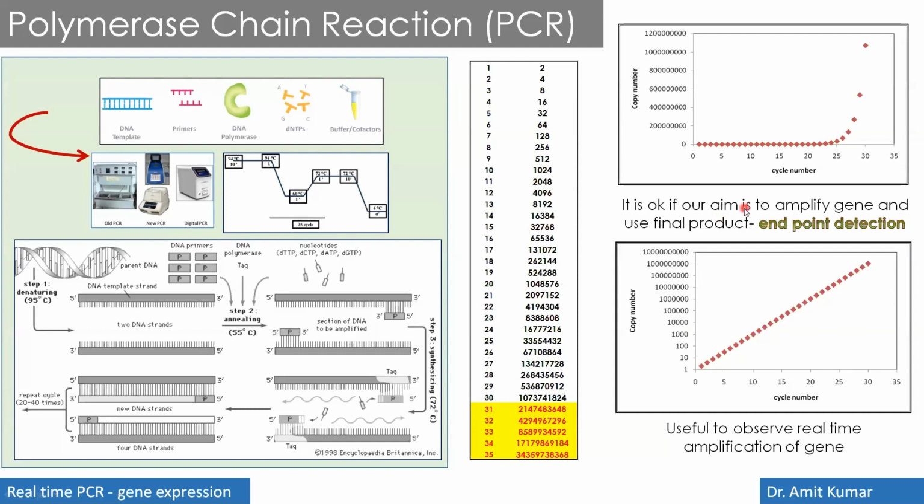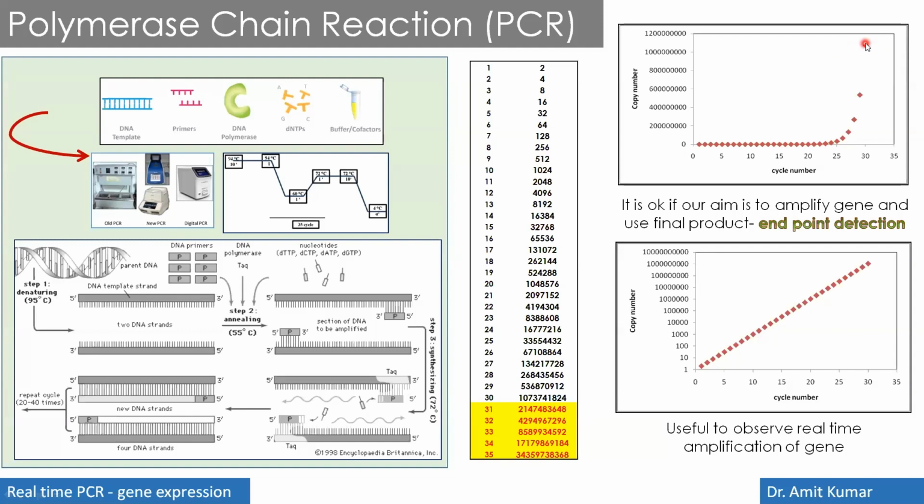If the aim is endpoint detection, mostly in the case of conventional PCR, that is when you have to run the gel at the last moment, you are not bothered to check what is happening in between. So you are not bothered about the real-time detection of the amplification of the gene. In that case, this particular cycle is okay for you, because at the end you will be able to see the expression or the copy number in the gel.